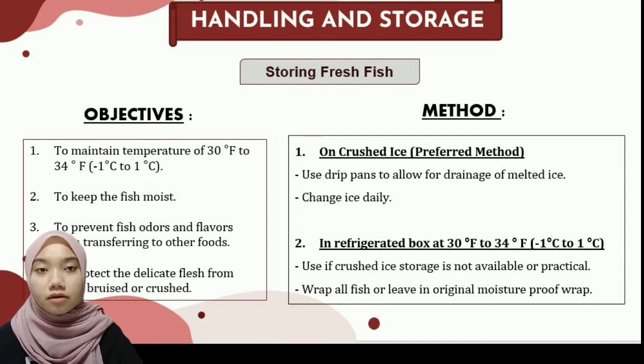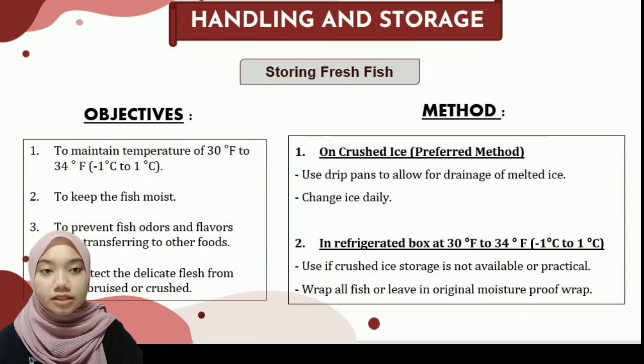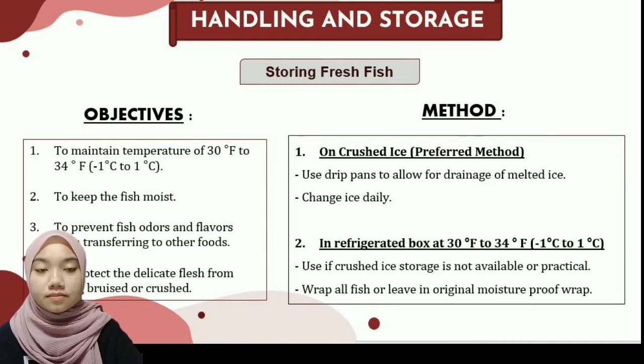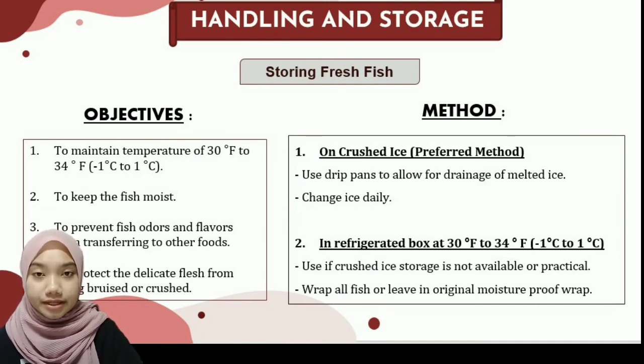Okay, next, methods of storing fresh fish. First, on crushed ice, the preferred method. Use a drip pan to allow for drainage of melted ice. Change the ice daily. The second method is in a refrigerator box at 30 degrees Fahrenheit to 34 degrees Fahrenheit. Use if crushed ice storage is not available or practical. Wrap all fish or leave in the original moisture-proof wrap.